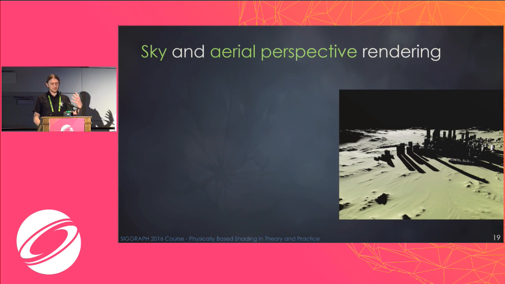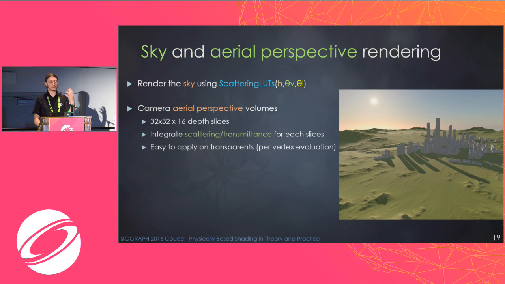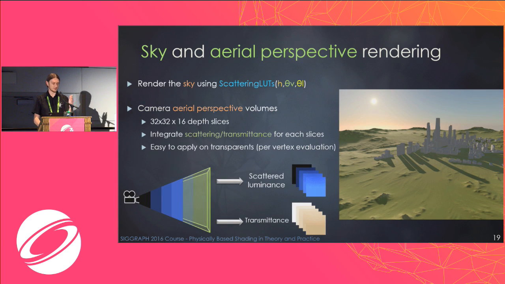So, okay, now we have the lookup table. We want to render all our components. First, you can just evaluate the single scattering lookup table at the maximum distance, and that will give you the sky. And then for the aerial perspective, which is the fog in the atmosphere, we do not just apply it directly on opaque. First, we render it into a camera-fitted volume. And for each depth slice, we just integrate the scattering and the transmittance. And then you can apply it on your scene.